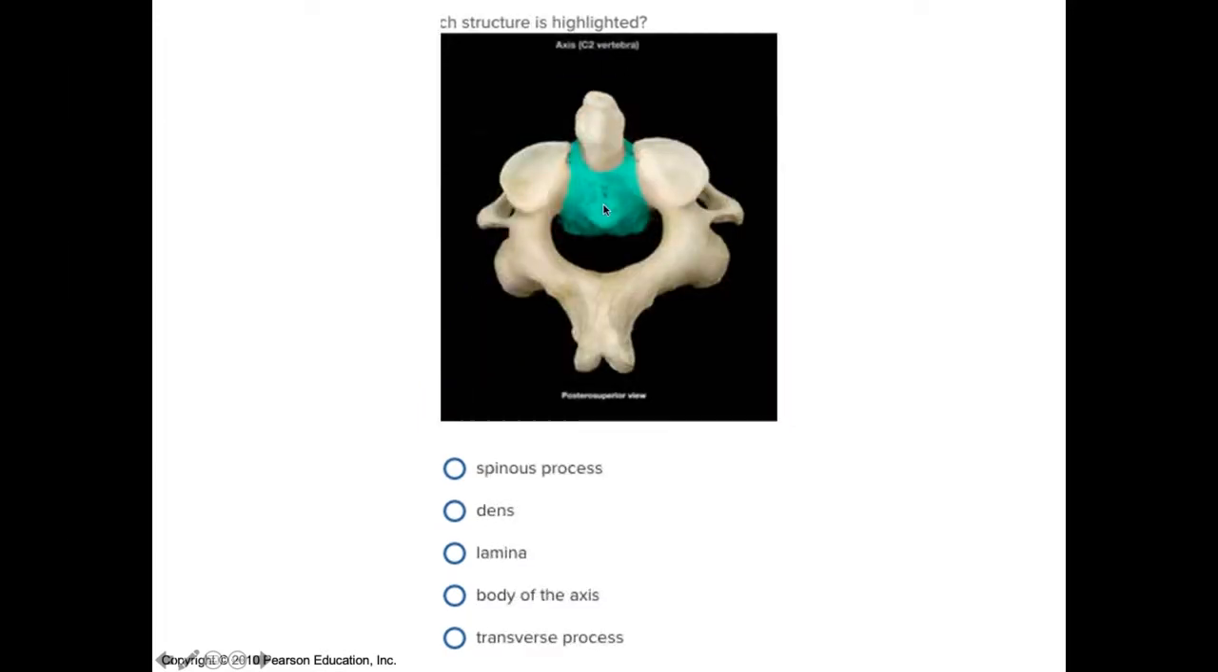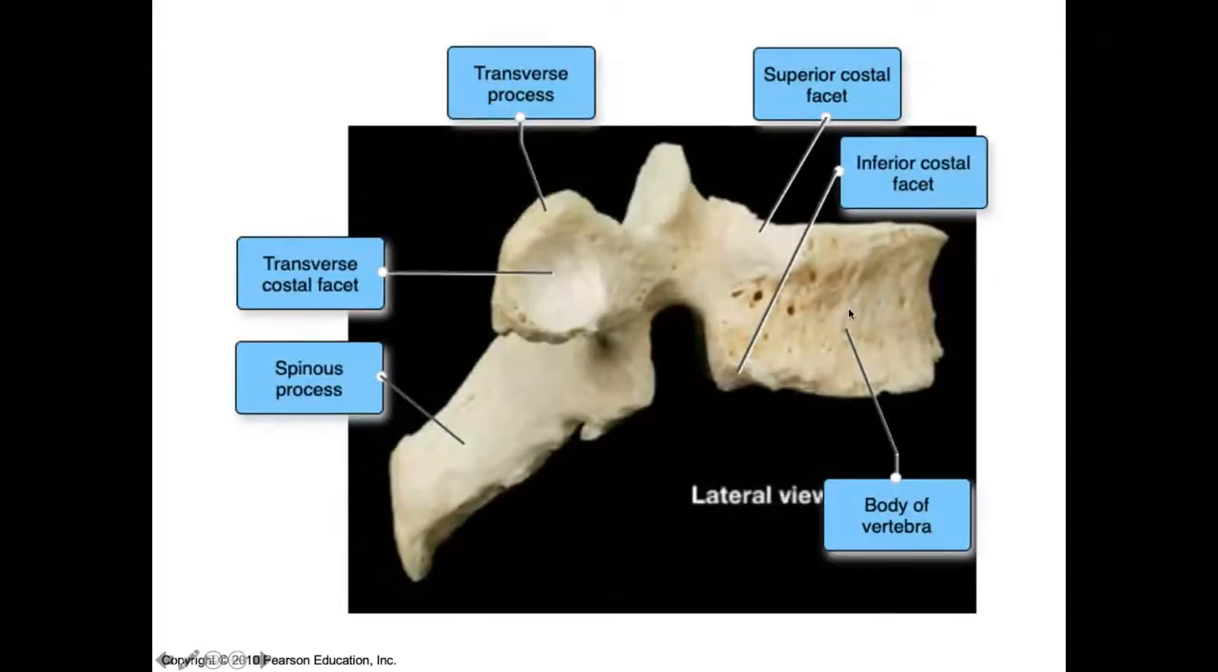Okay, well, I think I gave this one away now. Let's look. Spinous process is here. Dens or odontoid process is here. Transverse process, that's here and here. So now it's either lamina or body of the axis. Well, the lamina, that's near the spinous, here and here. So this is the body of the axis, and that's the dens or odontoid process.